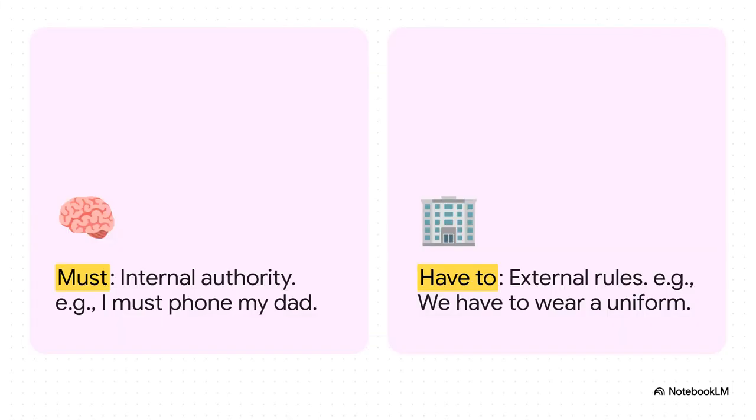Now let's switch gears and introduce the rule maker. When advice turns into a strict obligation, you generally have 2 choices, must or have to. But they aren't exactly the same. Must represents a subjective internal requirement. It literally comes from the speaker's own authority or a personal conviction. Like, I must phone my dad today. Nobody is forcing you. You feel the need. Have to, on the other hand, is driven by external laws, schedules, or bosses.